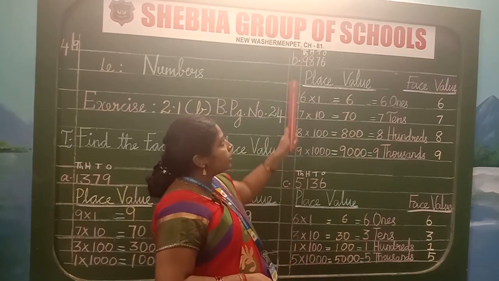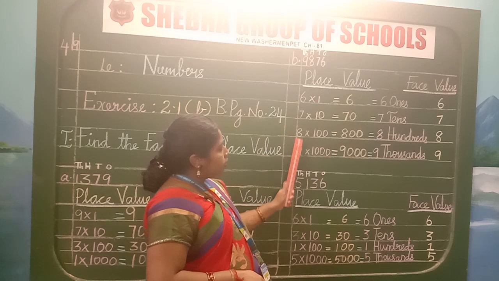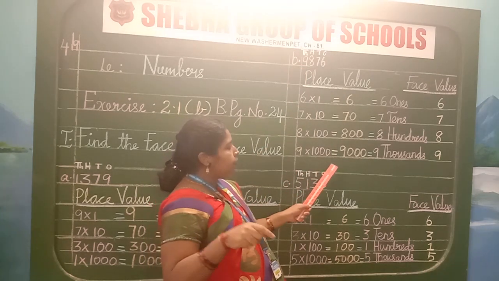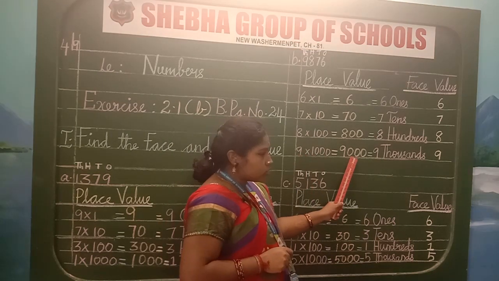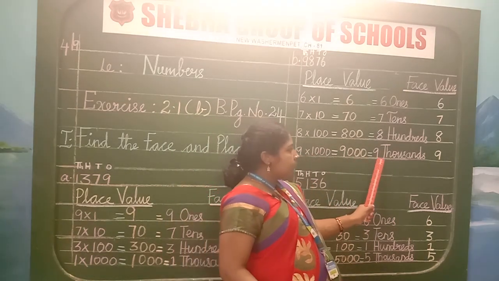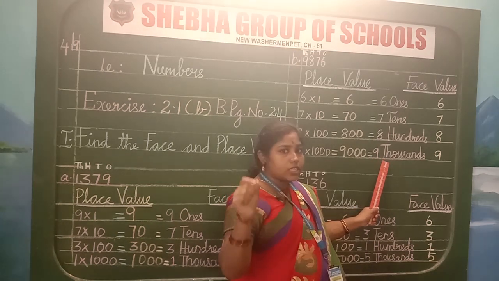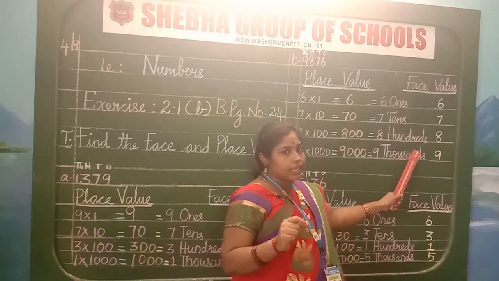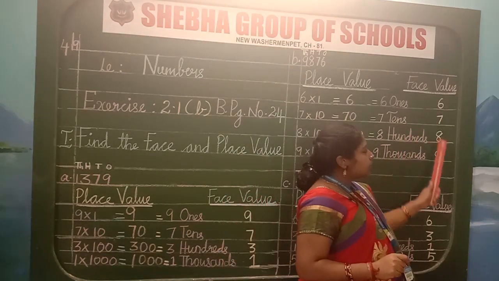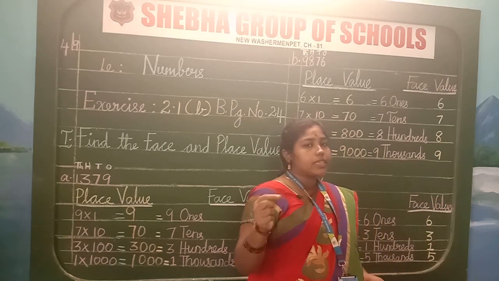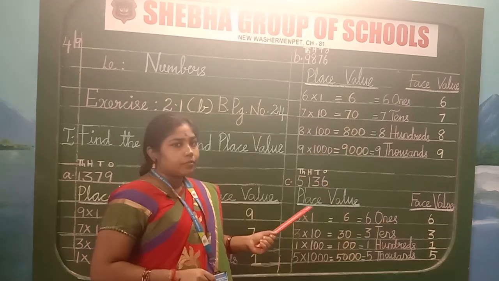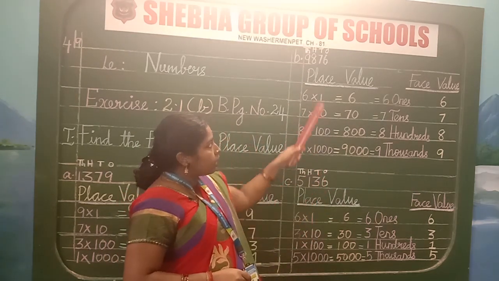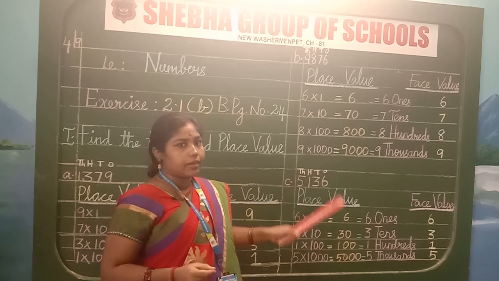The next line, the next number is 9. 9 into thousands. The place value of 9 is 1000, equal to 9000. We can write it as 9000s, T-H-O-U-S-A-N-D-S. Thousands. And in the face value side, write the number as 9. After finishing the B sum, you can draw a line to make the sum complete.